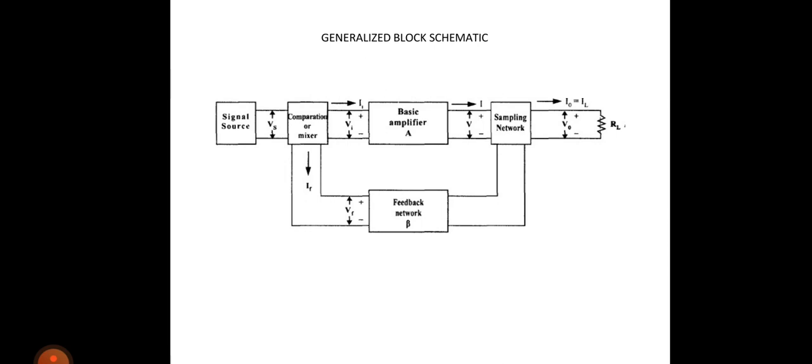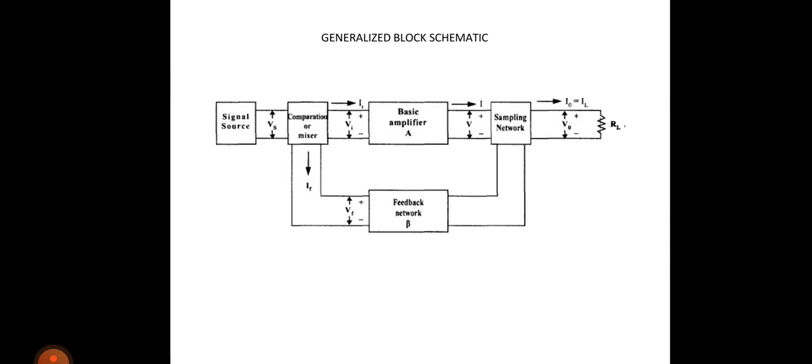Next, coming to the feedback network. It is actually a passive two-port network which consists of resistors, capacitors and inductors. Mostly it is a resistor network. This beta is different from the beta that represents the current gain of a transistor in CE configuration. Here this beta is always less than 1, whereas the beta in CE configuration represents the DC current gain, which is more than 1.